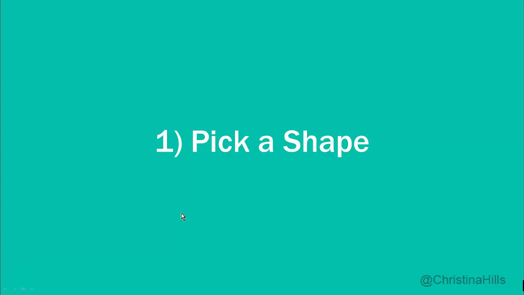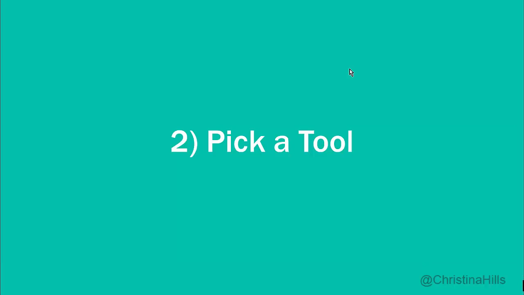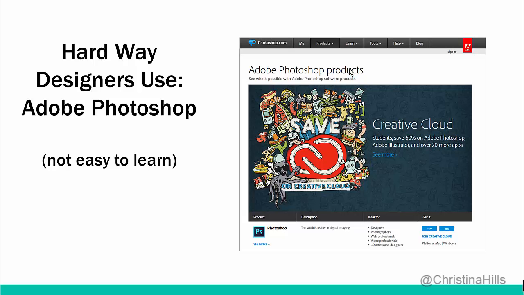So let's start with step number 1, which is pick a shape. What kind of shape is your graphic going to have? Is it going to be a square shape, like Instagram wants square shapes? Is it going to be rectangular, for your website or however you're going to use it, or is it going to be a tall shape? So you want to have a rough idea in your mind what kind of shape your graphic is going to be. Next, you're going to pick a tool, an image editing tool.